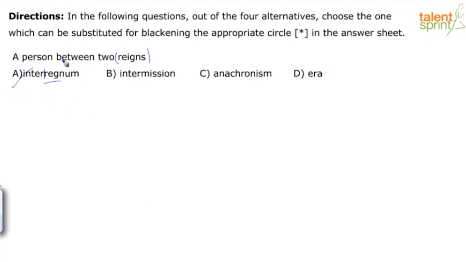And anyway, it says between two. So it has to be inter. And because we're talking about reigns as in two kingdoms or two eras ruling the kingdom, right? Interregnum is the answer. Intermission, we all know. It's like a break, an interval. Right? Anachronism. I'm sure that's a new word and you're not familiar with that word.